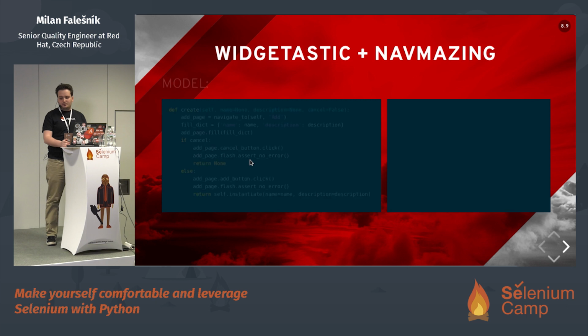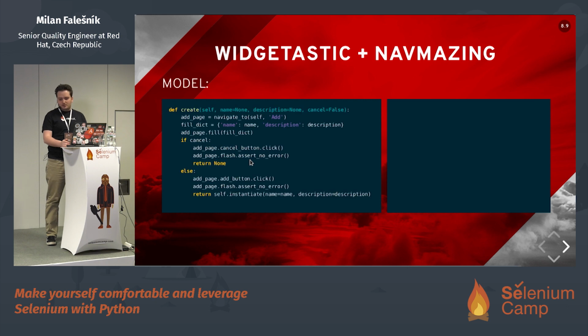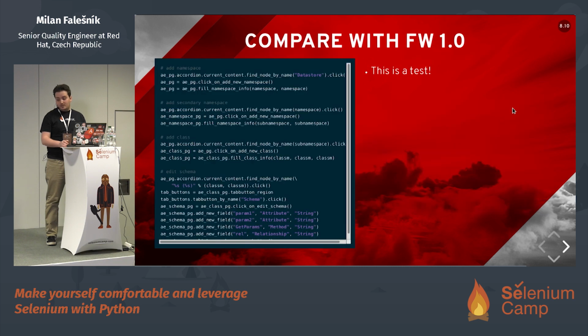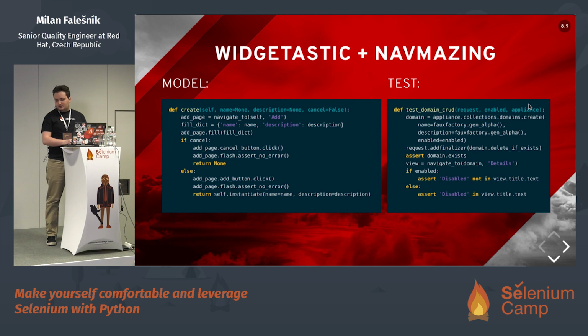So how does it look now? In the model, in collection, you navigate to self-add, because that's on the collection. Then you fill the view with some data. Then you click a button, and then you check if there was a flash message, and then you return the object. And in the test, what do you do? You have a test, you use this, we call it appliance, and you go to collections to create it, and then you do what you need. You assert it exists, you navigate to there, and then you assert something in the UI.